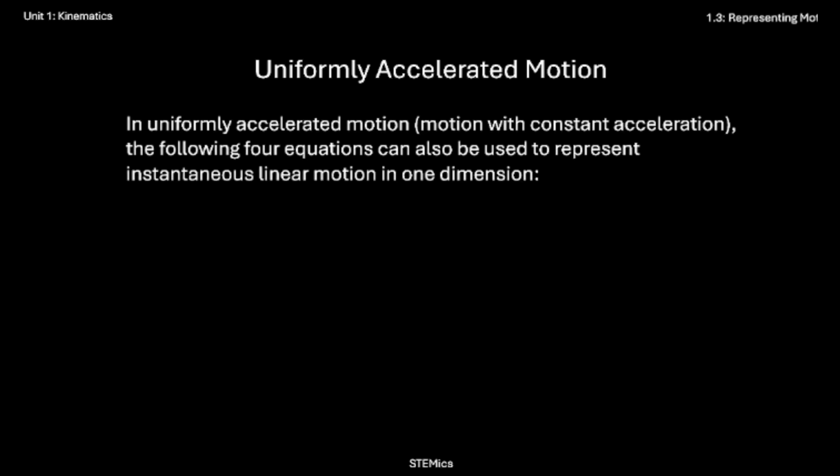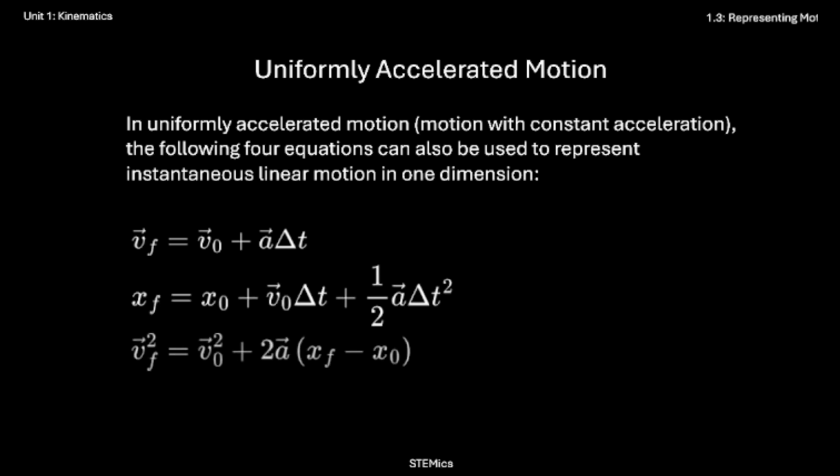In uniformly accelerated motion, where acceleration is constant, the following four equations can also be used to represent instantaneous linear motion. So instantaneous velocity, not velocity, but instantaneous variables in one dimension. So we have this. We'll get to another one in a bit.